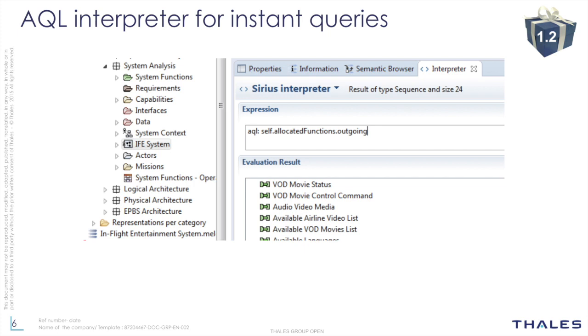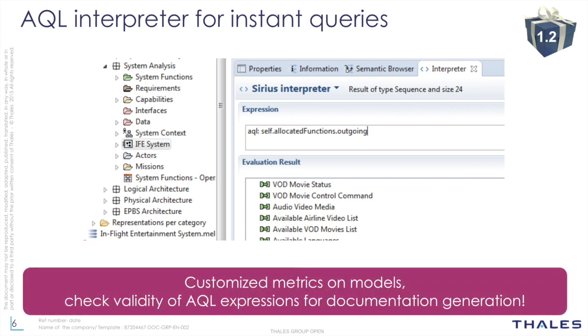The next one comes with the new version of Sirius, and it's called the Interpreter for Instant Queries. It's based on AQL, Acceleo Query Language, and it allows you to compute basic metrics on models, and it's pretty useful to check the validity of AQL expressions, in particular when you generate documentation, and I will show that at the end of the webinar.